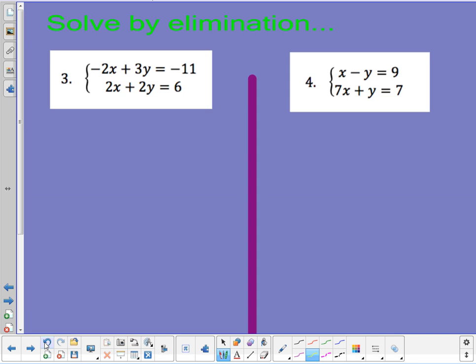All right, let's try number 3. In number 3, when I add my two equations together, I notice that the x terms are lined up, the y terms are lined up, the equal signs are lined up, the constants are lined up. That's important to have before we try to eliminate.